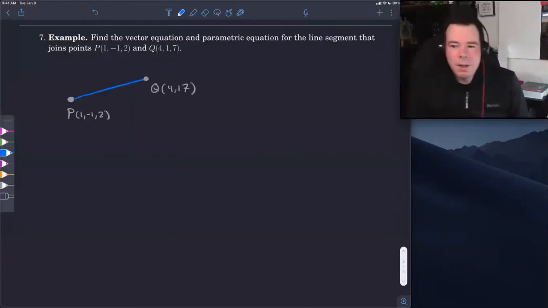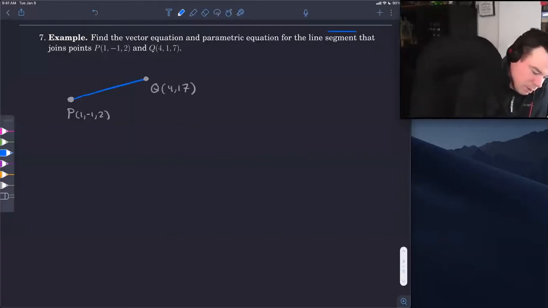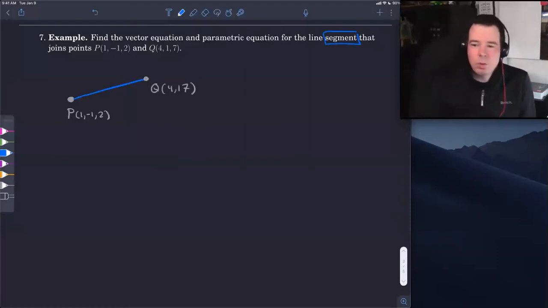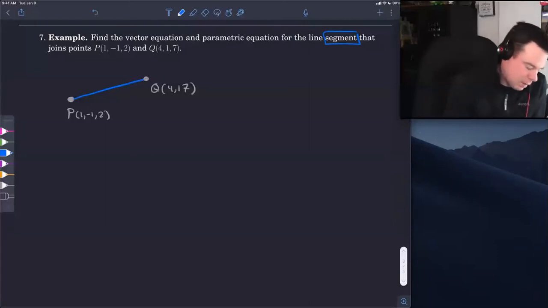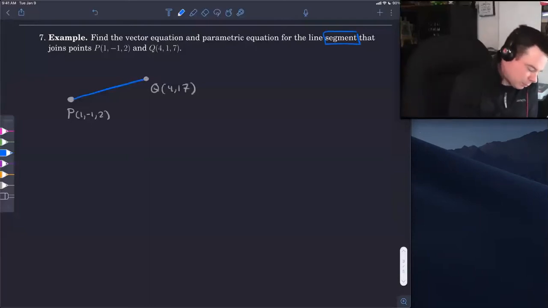We don't want the line. This is the subtlety here. It's the line segment. We don't want the line that goes through those 2 points, because that line would be infinitely long in either direction. It would go off forever in either direction. We want the line segment that joins these 2 points, the segment of the line that has these 2 points as its endpoints. And we'd like to come up with a vector equation for that.